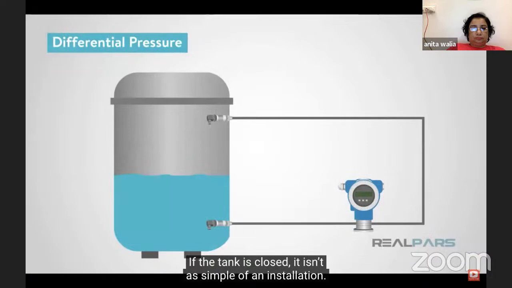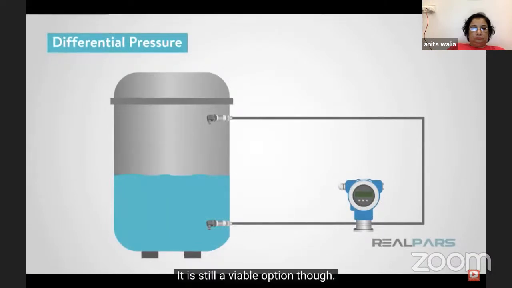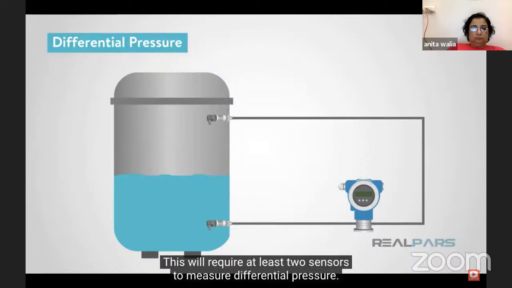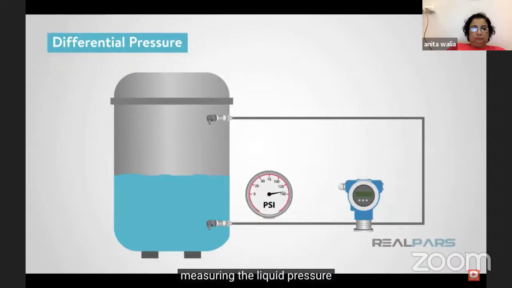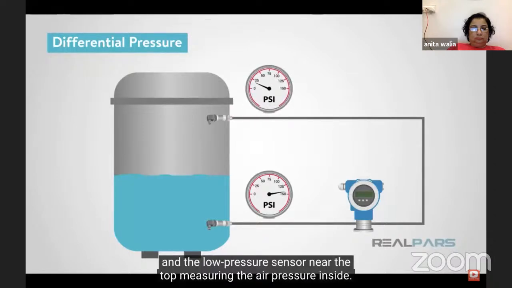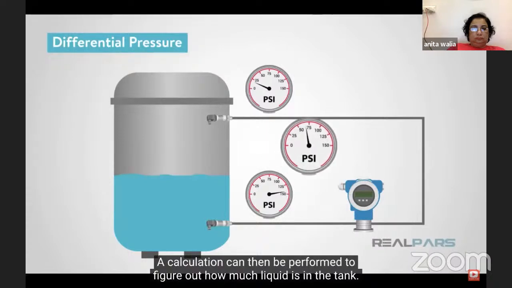If the tank is closed, it isn't as simple of an installation. It is still a viable option though. This will require at least 2 sensors to measure differential pressure. The high pressure sensor would be located at the bottom of the tank, measuring the liquid pressure, and the low pressure sensor near the top, measuring the air pressure inside. A calculation can then be performed to figure out how much liquid is in the tank.